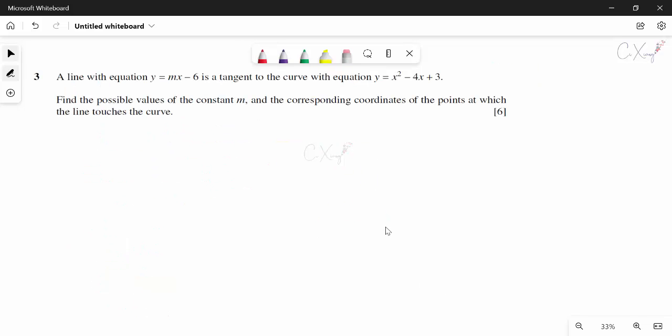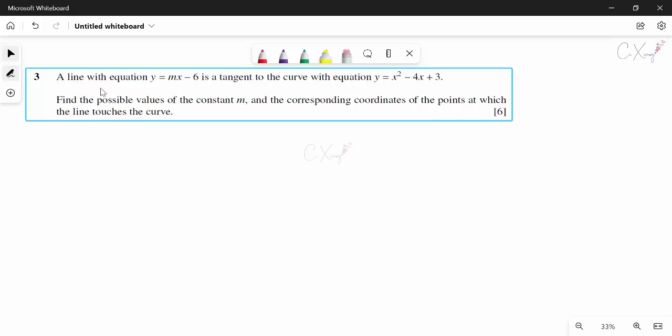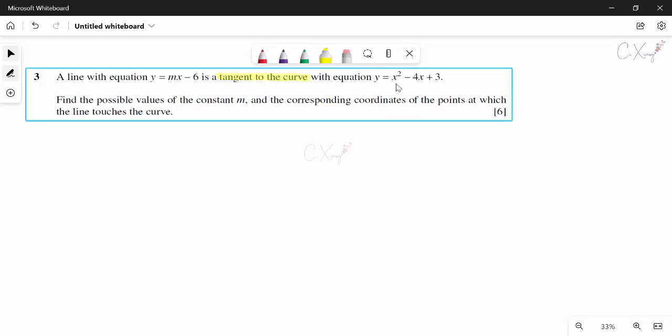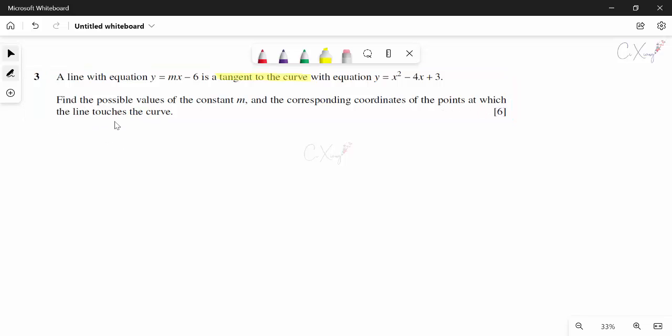Okay, so question number 3. We are given a line with this equation, and they tell us that it is actually the tangent to the curve for this equation. All right, so they want us to find the possible values of constant m and the corresponding coordinates of the points at which the line touches the curve. Okay, so here we see the keyword tangent to the curve, and also they actually want us to find the coordinate where the line touches the curve.